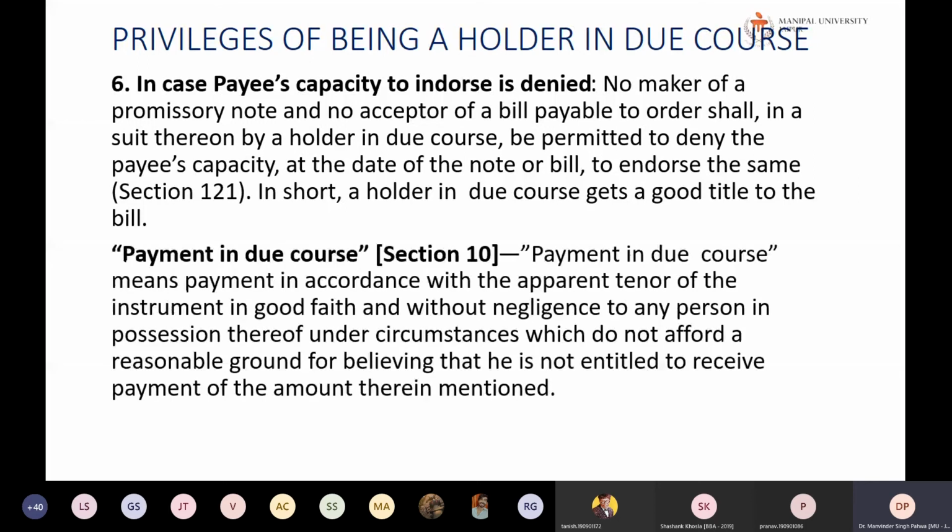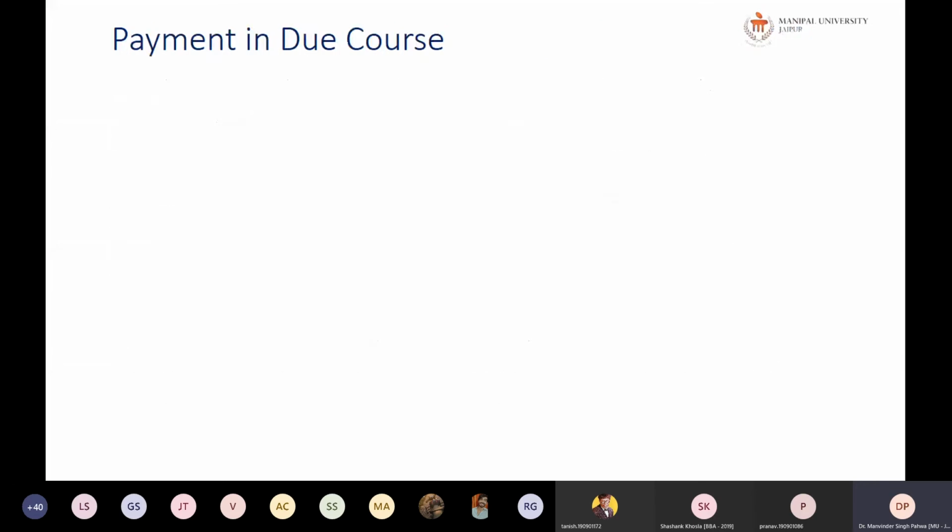So next is payment in due course. Payment in due course means payment in accordance with the apparent tenor of the instrument, in good faith and without negligence, to any person in possession thereof under circumstances which do not afford a reasonable ground for believing that he is not entitled to receive the payment of the amount therein mentioned. So payment in due course is nothing but payment to a holder in due course. It is nothing more than that.